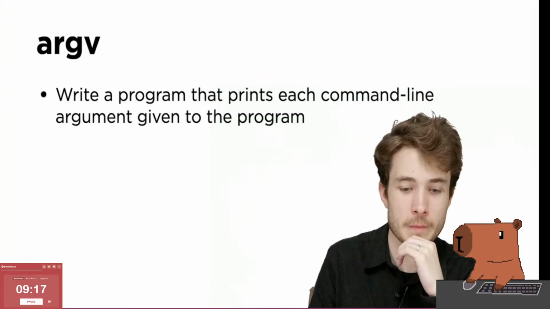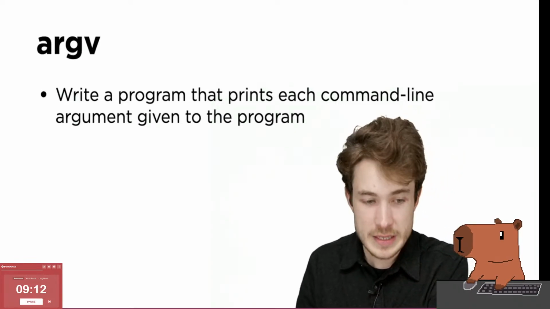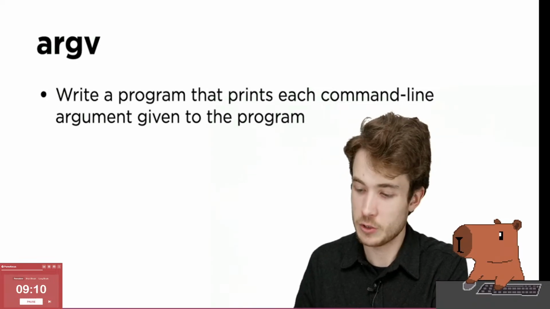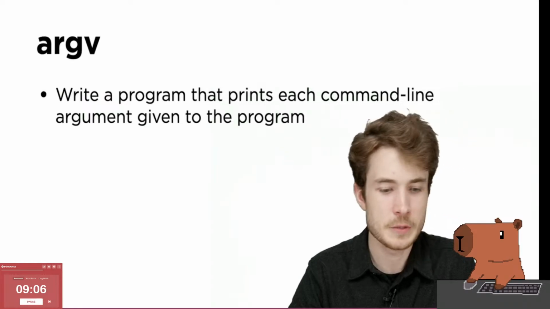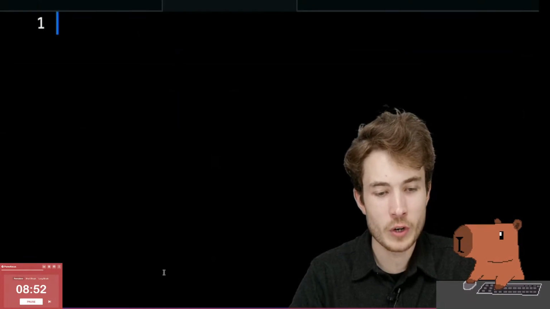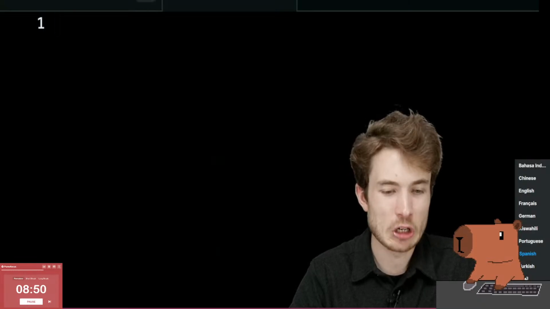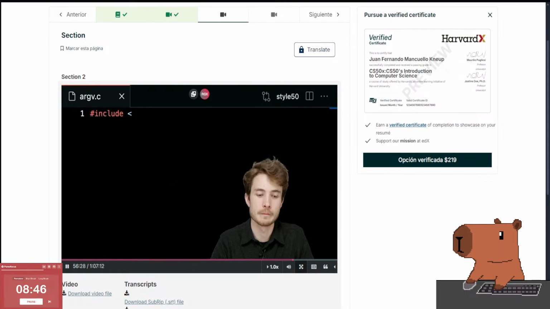So here, let's take a look. We're going to write a program that prints each command line argument given to our program, just to practice and get a feel for what argc and argv can do. So I'll go back to my terminal, and I'll type code argv.c. And now, inside of this, we're going to get a sense for what these command line arguments are doing for us. So I'll include, let's say, cs50.h.